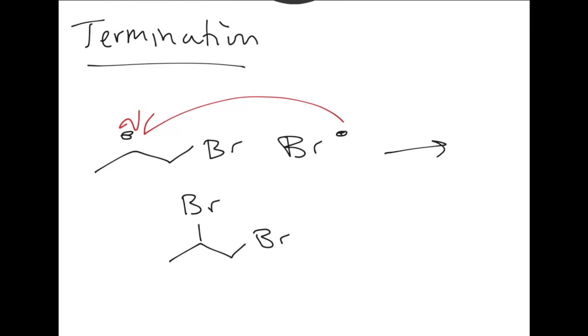Now, this doesn't happen very often because radicals are very reactive. So the chances that you can have two radicals not find anything else to react with and run into each other is pretty low. But it does happen from time to time. And that ends our radical reaction.